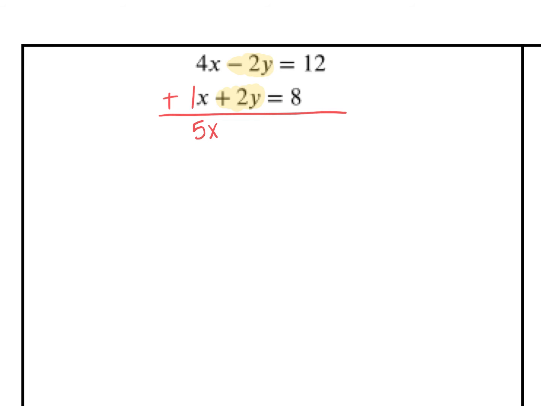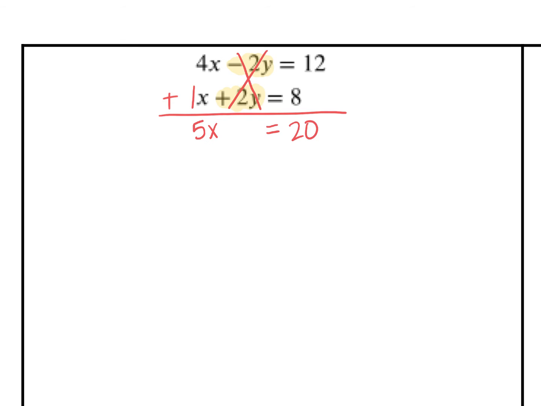Okay, so if we add our x's together, this is 4x plus 1x, and that will give us 5x. Then we have negative 2y plus 2y. So negative 2 plus 2 gives us 0, so those cancel out here. And I'm just going to bring down this equal sign. And then I add together 12 plus 8. So 12 plus 8 gives me 20.